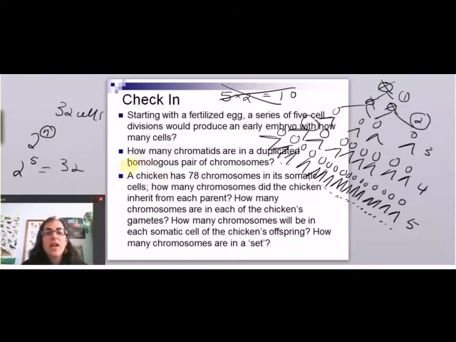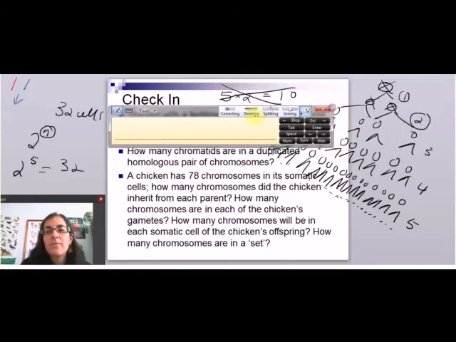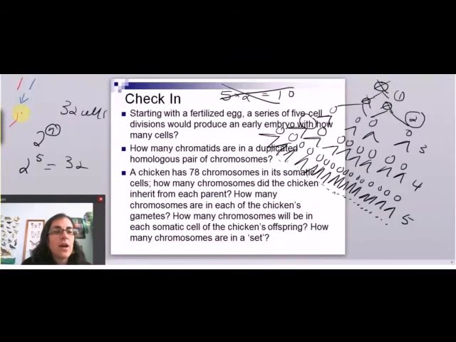The next question here is, how many chromatids are in a duplicated homologous pair of chromosomes? So let me draw that one out for you. I've got a homologous pair. And when they're duplicated, that means they're copied. So now I'm going to have 2 copies of the red one and 2 copies of the blue one. So that's still a homologous pair, but they're copied. And so this is 2 chromatids and this is 2 chromatids. So there's a total of 4 chromatids in a duplicated homologous pair.